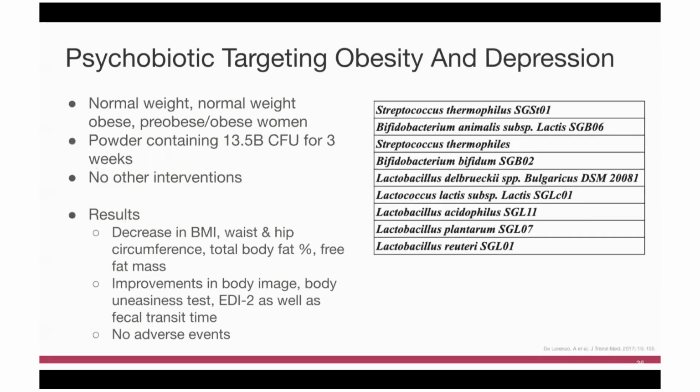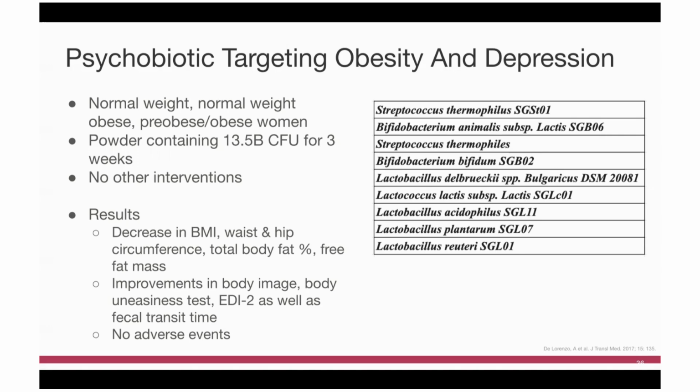This particular study is looking at obesity and depression and psychobiotic usage. Remember, depression was one of the top 4 comorbidities in type 2 diabetes. This study was done in normal weight obese, pre-obese, and obese women. They were given a powder containing 13.5 billion CFU for 3 weeks and no other interventions.